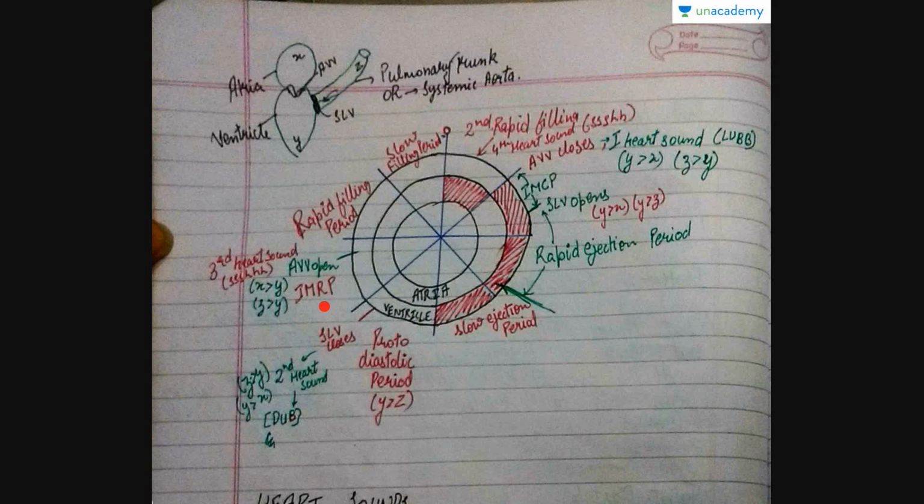In this also the volume remains the same. Now AVV opens. AVV is atrioventricular valve opens and the rapid filling of ventricles occur. Now after which a slow filling period is also there. Then again the atria contract and the same cycle repeats again and again.